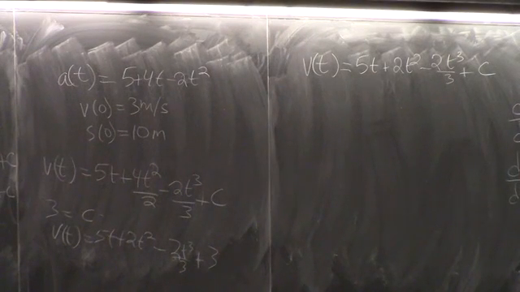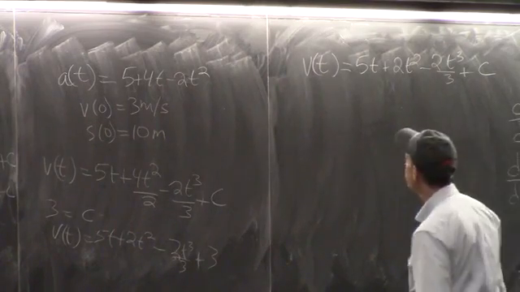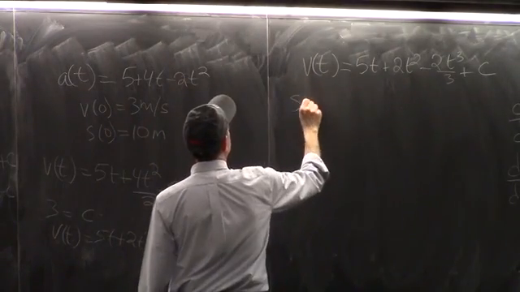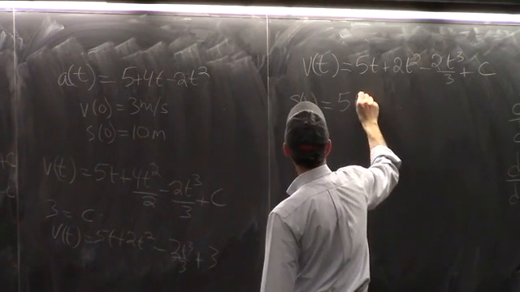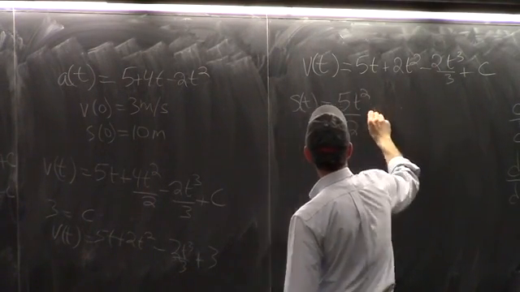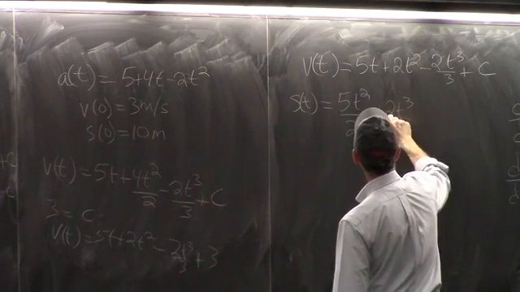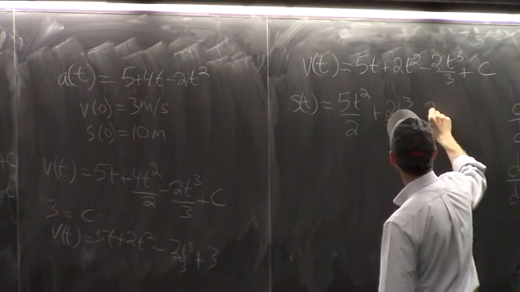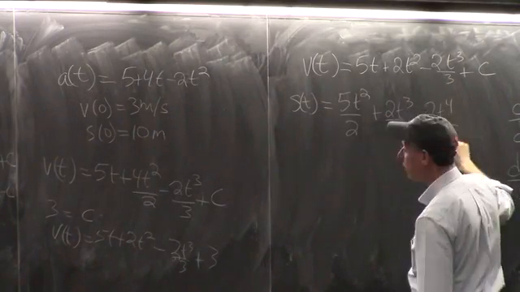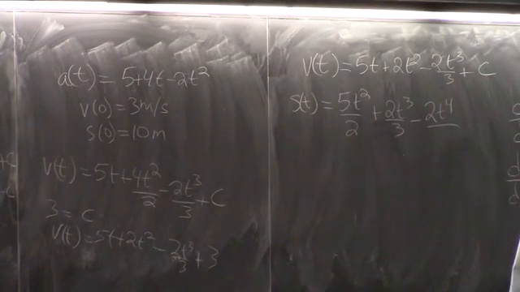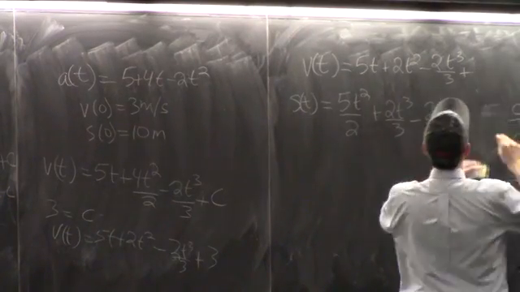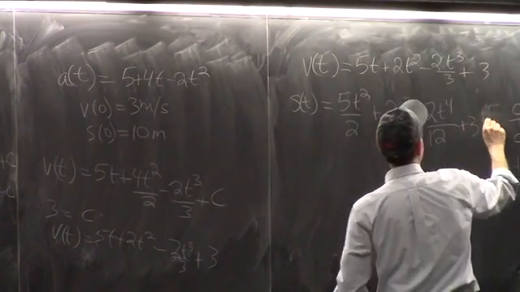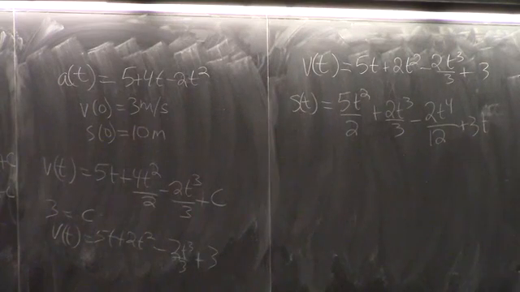So now I want to find the position. You use S for position. I don't know why either. S of t is 5t squared over 2 plus 2t cubed over 3 minus 2t to the 4th over 3 times 4, which is 12. Oh, I'm sorry, I knew what c was. C was 3. Plus 3t plus a constant.